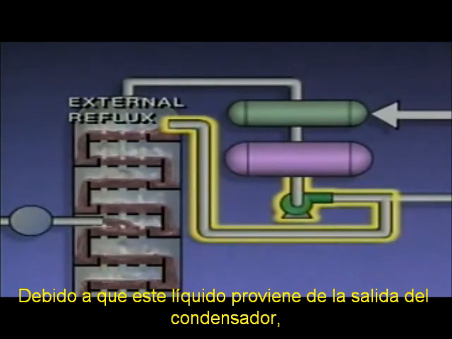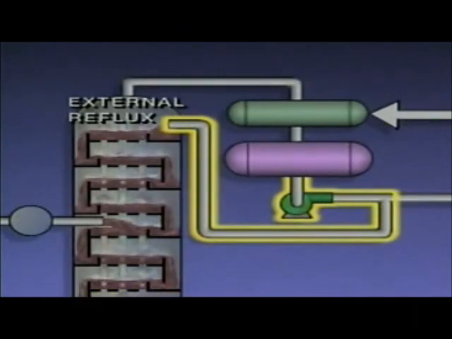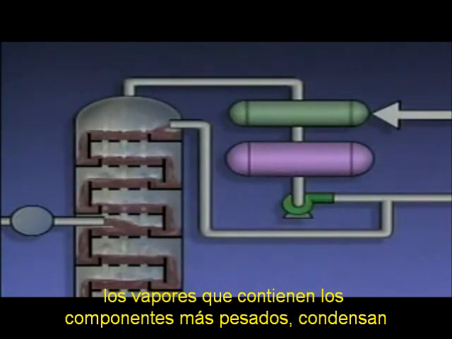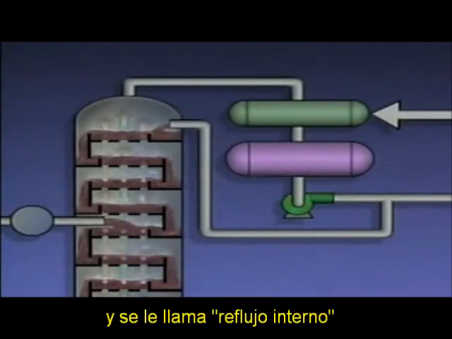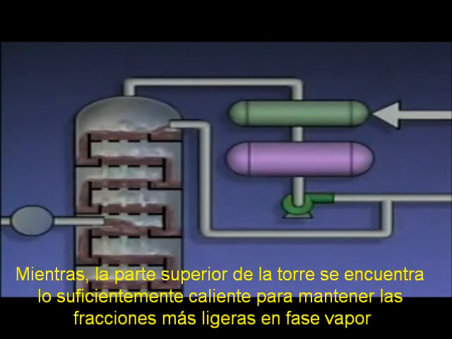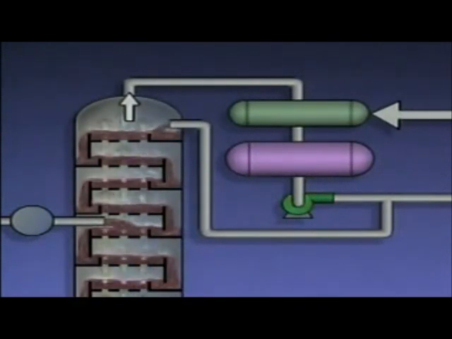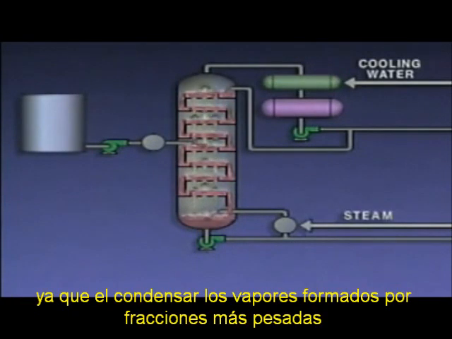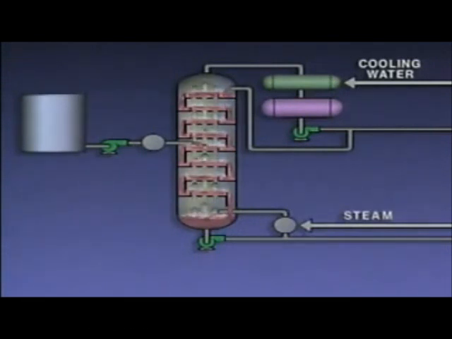The liquid that's reintroduced into the tower is called external reflux. Because it consists of liquid that was cooled in the condenser, the external reflux is cooler than the liquid in the top of the tower. As the external reflux cools the top of the tower, vapors made of heavier fractions condense. The liquid made of heavier fractions flows down the tower and is referred to as internal reflux. Meanwhile, the top of the tower is still hot enough to keep the lighter fractions in vapor form. The vapors are drawn off the top of the tower and into the condenser. Refluxing increases the purity of the overhead product because condensing the vapors made of heavier fractions keeps them out of the stream of vapors that leaves the top of the tower.